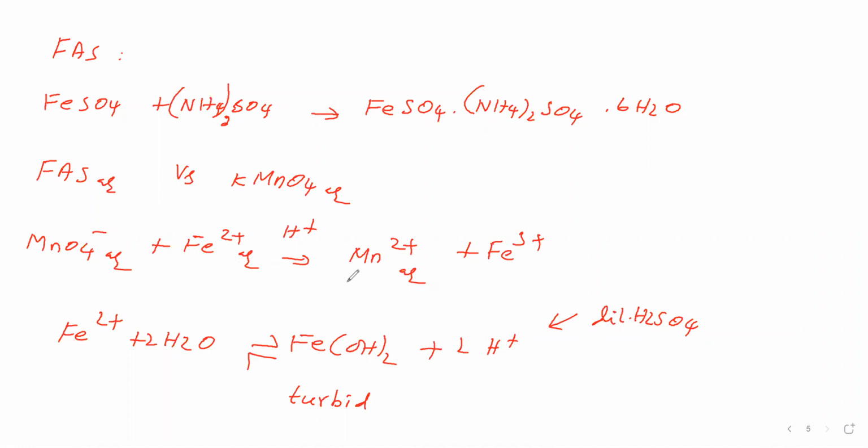Okay, in the titration of FAS versus KMnO4, FAS we have to take in the conical flask using a pipette, and KMnO4 we have to take in the burette. And we are titrating in acidic medium. Therefore, in the conical flask, you have to add dilute sulfuric acid solution.